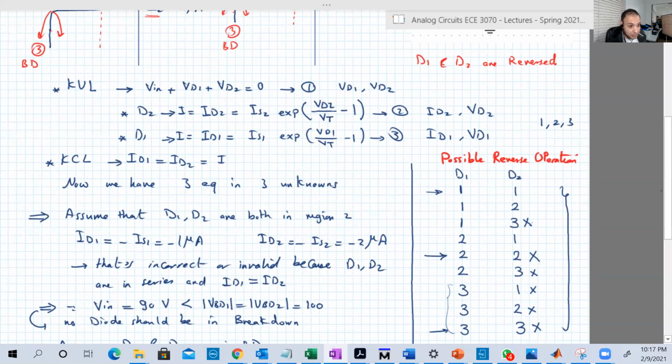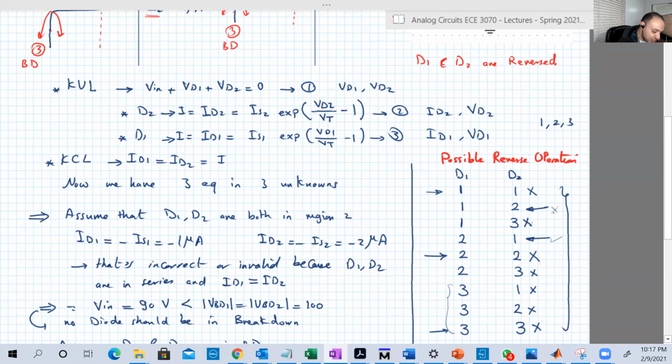How about the second one? This is also not valid. You can do it in detail. Okay. So it looks like we have only 2 possible assumptions. I know the solution. The solution would be that D1 in region 2 and D2 in region 1. This should be the correct one. And this should be incorrect.